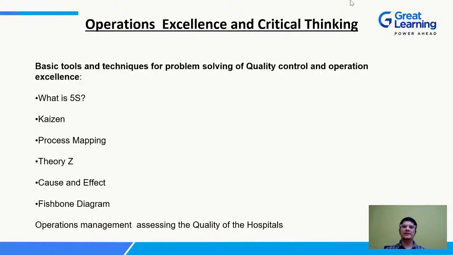So today's topic is going to be operation excellence and critical thinking. You must be wondering, what is operation management? Operation management deals with products and services. As we all know, on a day-to-day basis we do buy products, we do sell products. Operation management comes into place to understand the process of the input and the output. The input could be your materials, your manpower, your machines. Your output could be your services delivered or your physical goods.